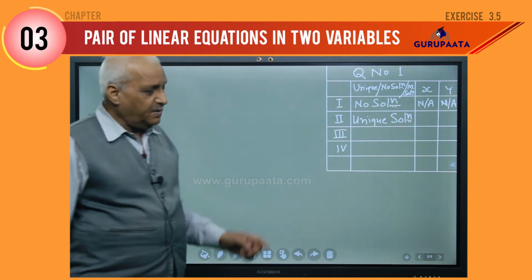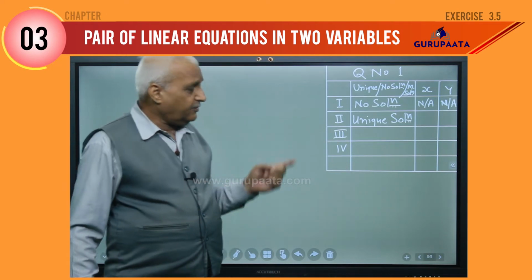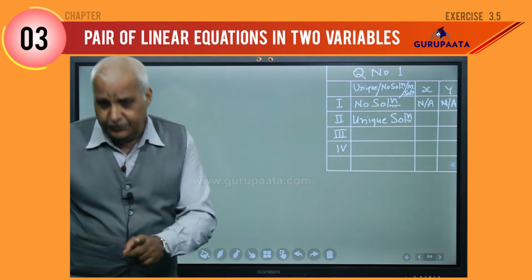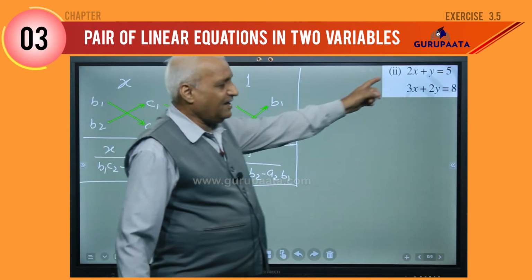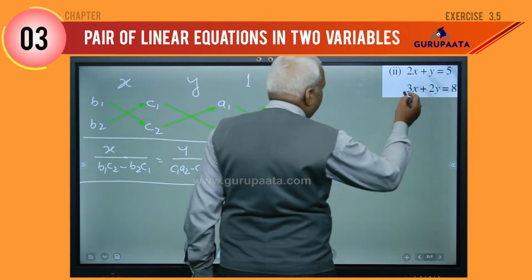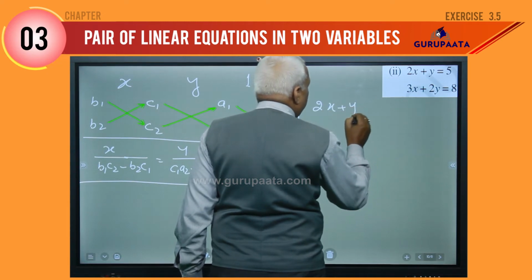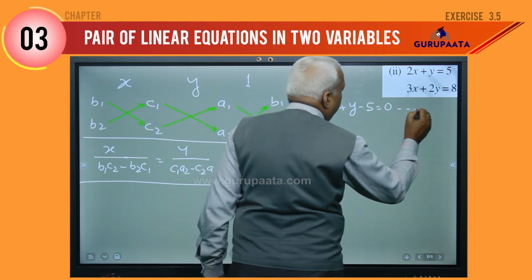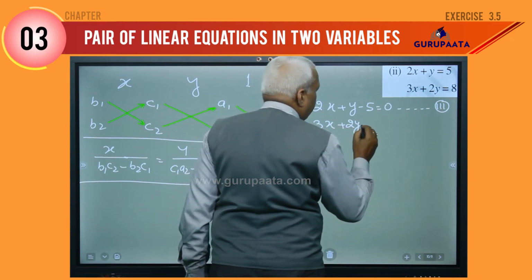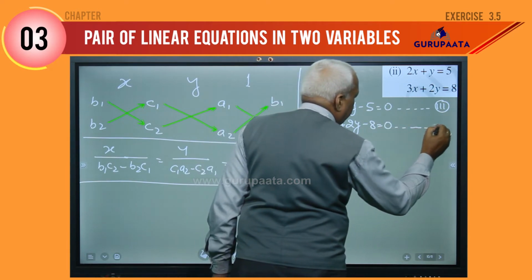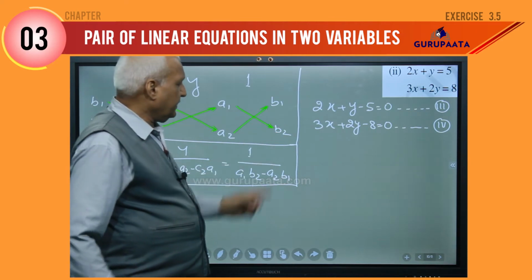Now there will be a value for x and a value for y that we have to calculate. The question is telling us to use the cross multiplication method. So I have taken the same equation here. This can be rewritten as 2x plus y minus 5 equal to 0, which is equation number 3, and 3x plus 2y minus 8 equal to 0, which is equation number 4. Same thing I have copied from the previous page.